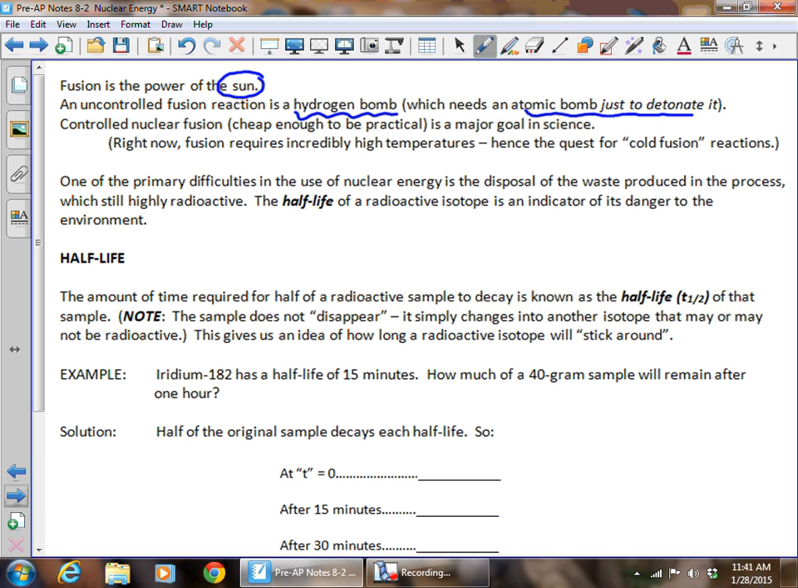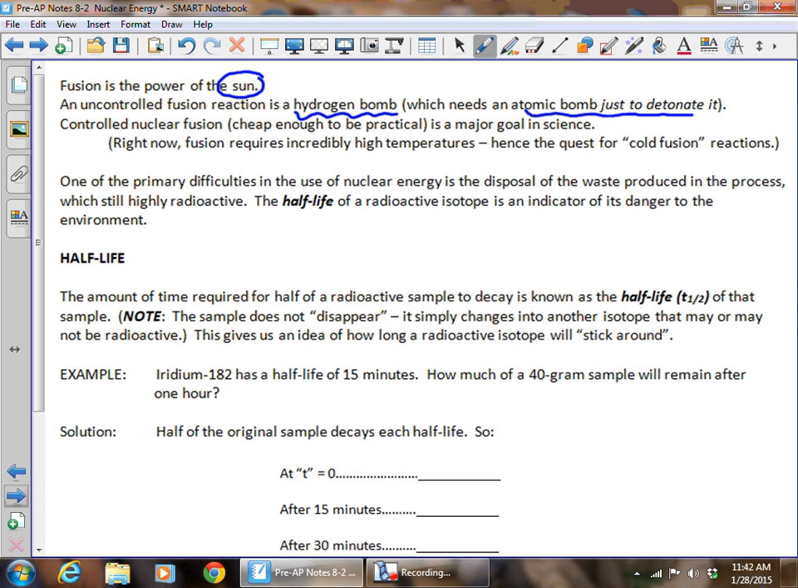A controlled nuclear fusion situation, we have done it, but getting it cheap enough to be practical is the issue. It still needs those high temperatures, so it requires a lot of energy input to get it started. So if your output isn't much more than your input, or if it's not even as much as your input, then it's not going to be an efficient way to get energy.